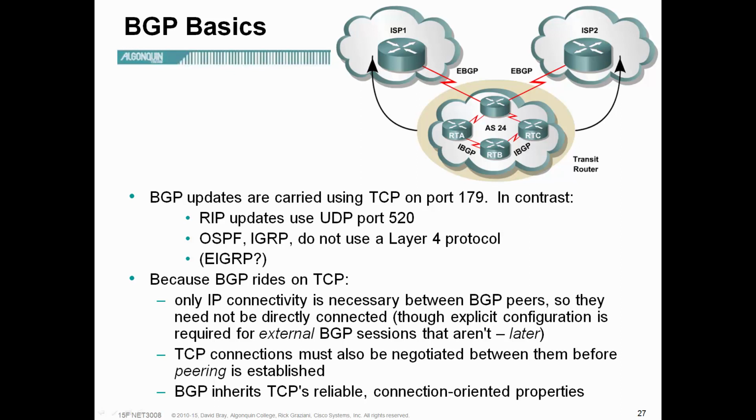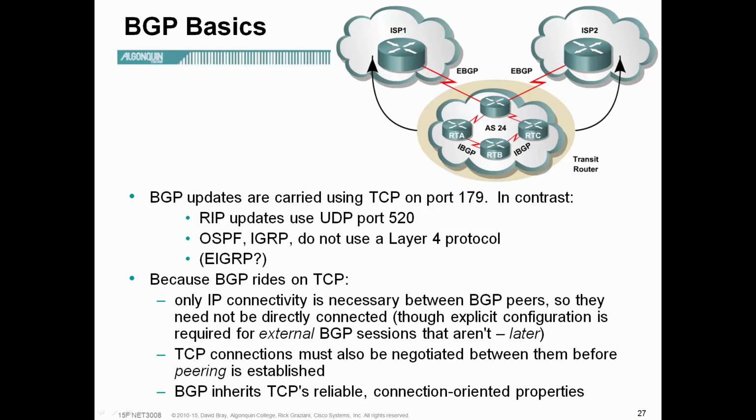Now because BGP rides on TCP, only IP connectivity is necessary between BGP peers, unlike the other routing protocols we've looked at up till now, which have to be directly connected. That being said, for external BGP sessions, if they are not directly connected, then there is some extra configuration required to account for that. More on that later.